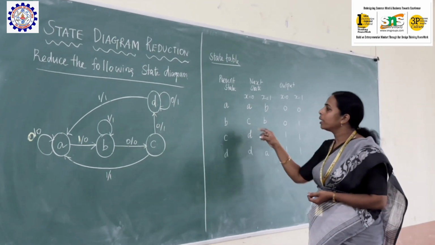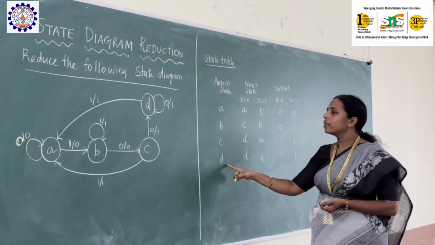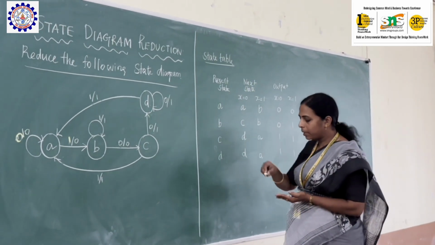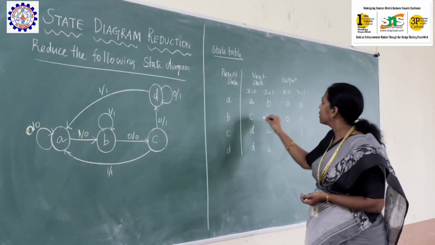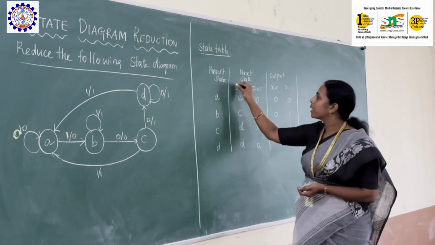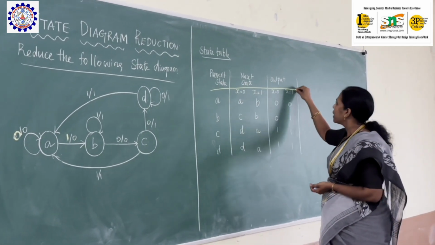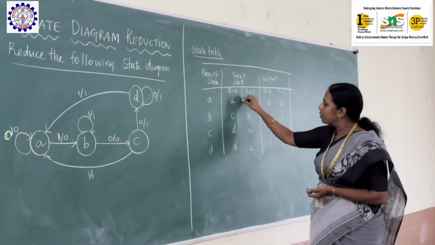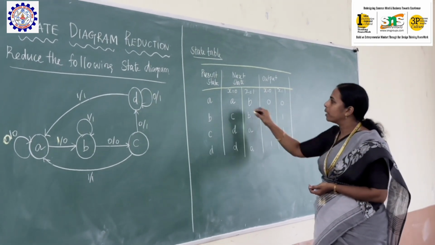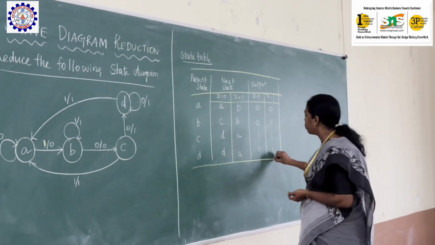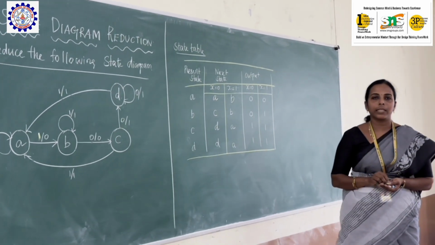So for all the present states, we can write the state table. The state table consists of the present state, next state and the output. Since it is a Mealy diagram, the next state depends on the inputs. So for 2 kinds of inputs, that is when x is equal to 0 and when x is equal to 1, we have the state table.